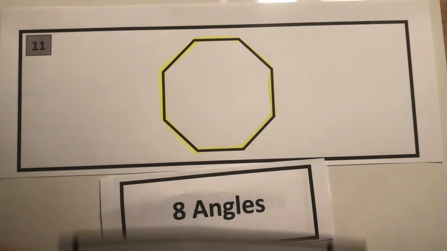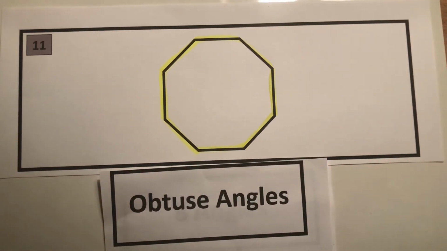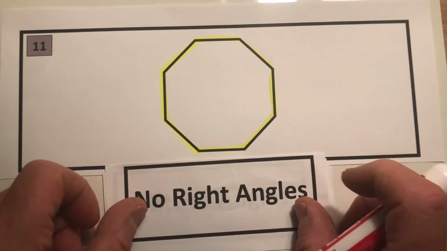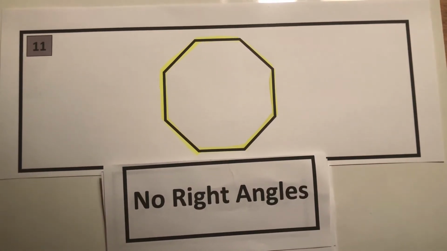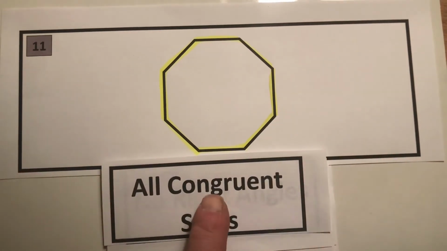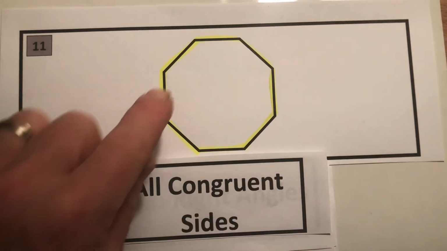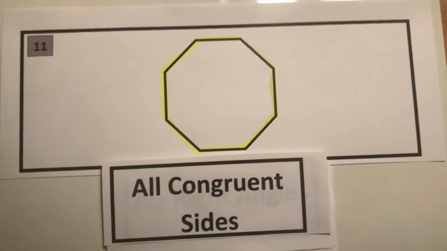These angles are obtuse angles, okay? You probably said that. Okay, all those angles are obtuse angles. I know my class, I'm certain of it, probably said no right angles, okay? So, you also can characterize shapes by what it doesn't have, and that's no right angles. And this is called a regular octagon. So a regular octagon has got all congruent sides. Congruent means the same. All the lengths of these sides are the same, okay?